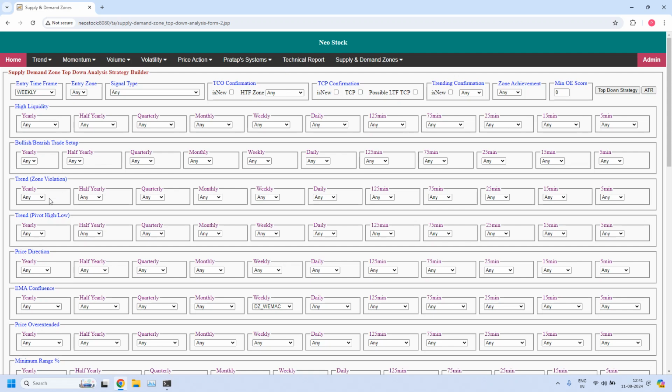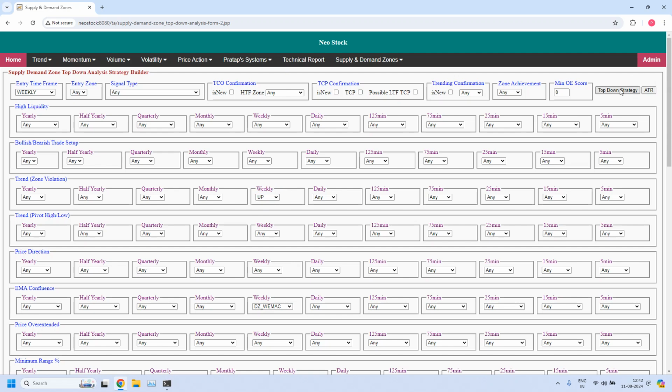You will learn both the methods in our free training program. So I always give first importance to zone violation. If the list is big, we will also reduce the stocks based on pivot high lows. But always the first priority is zone violation. So for the weekly time frame, we are selecting uptrend. The reason is we are looking for demand zone EMA confluence. In a demand zone we always look for long trades. So that's why we selected the uptrend.